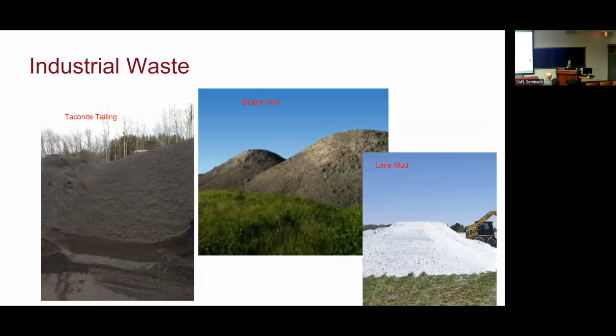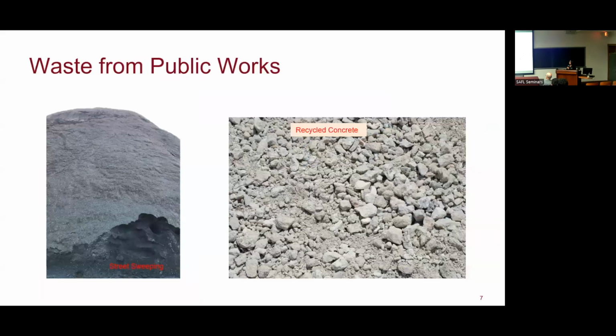The other one is also industrial waste. There are tons of industrial waste, and tailing definitely is one of them because of the mining industry here. So they have a lot of different size tailings, fine tailings, coarse tailings, and also bottom ash. If you have burners, you always have bottom ash. And the lime mud, which comes from the process. And also some waste from the public works, like the street sweepings. Every spring, we collect so many street sweepings, also recycled concrete.